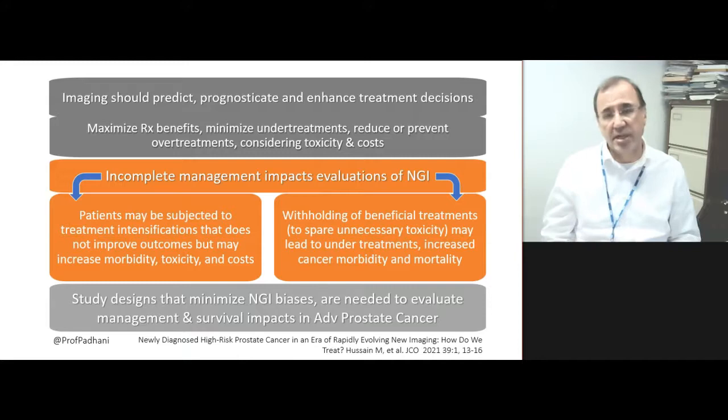However, so far there's been incomplete evaluation of the management impacts of next generation imaging, as a result of which we are already seeing that patients are being subjected to treatment intensifications that may not improve overall outcomes. On the other hand, we've also seen patients de-escalate their therapies, which may in fact lead to undertreatments, increased morbidity and mortality. In other words, we need study designs that evaluate next generation imaging to more properly evaluate the management and survival impacts in advanced prostate cancer.